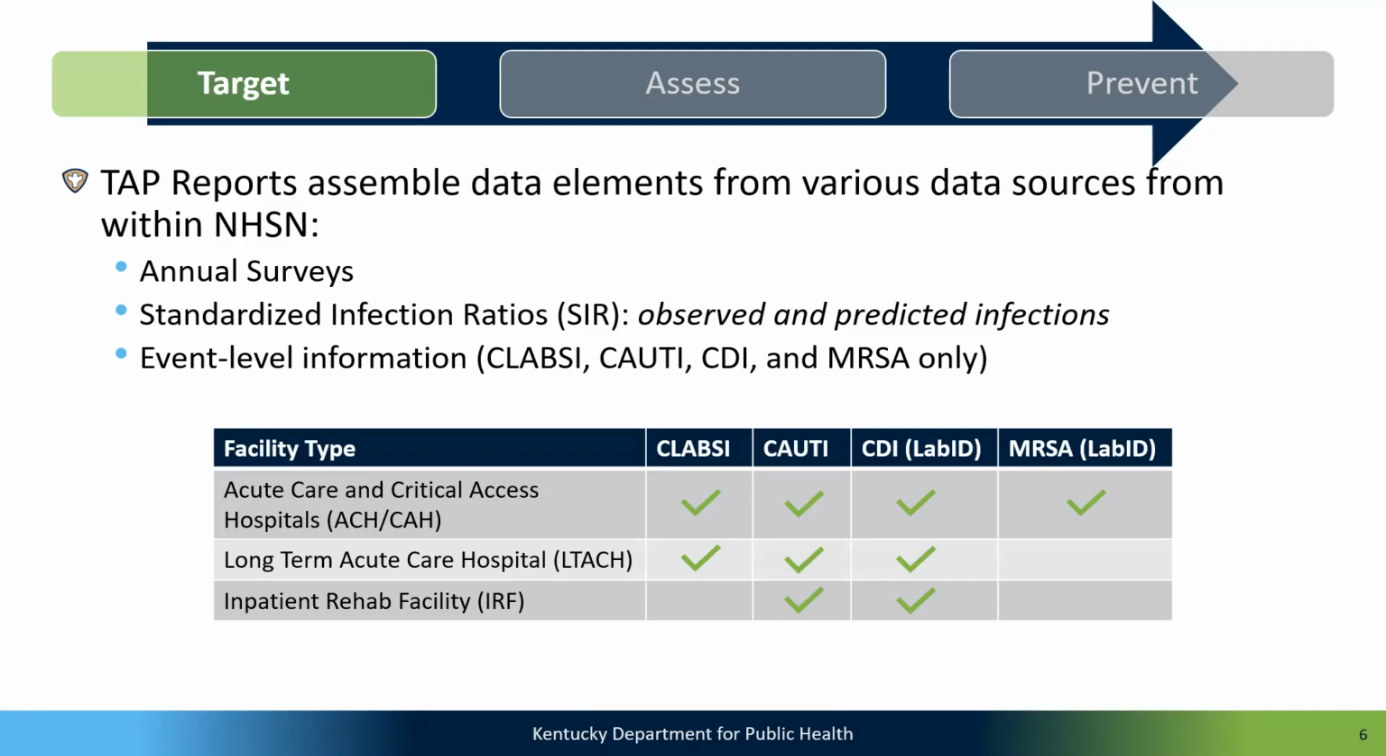The TAP reports are only available for select HAIs, which exclude surgical site infections, pneumonia events, as well as ventilator-associated events. The green check marks on the screen represent the facility types and select HAIs where TAP reports can be generated. So looking at the first row, we can see for acute care hospitals, including critical access hospitals, a TAP report can be generated for CLABSI, CAUTI, CDI, and MRSA lab ID events. Whereas if we were looking at an inpatient rehab facility, we are only able to generate TAP reports for CAUTI and CDI.